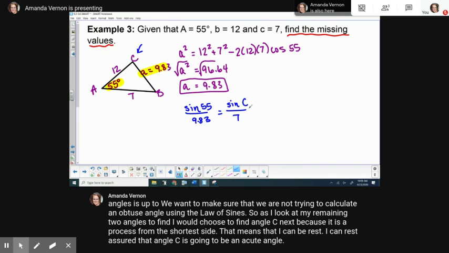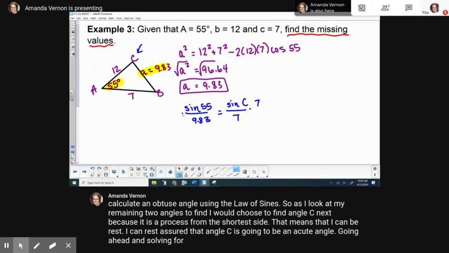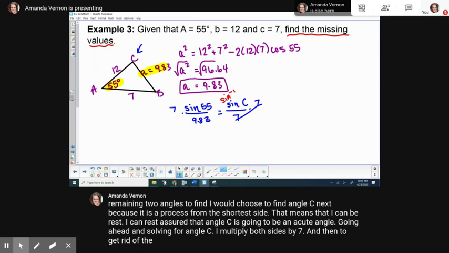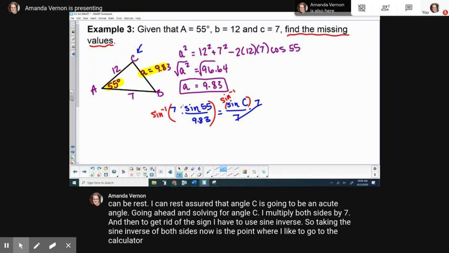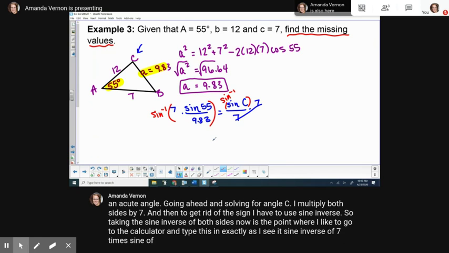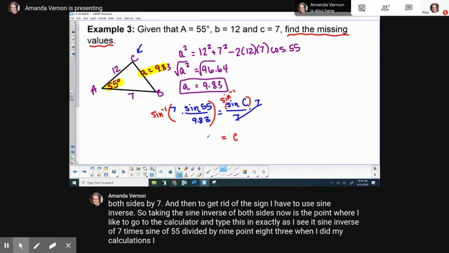Going ahead and solving for angle C, I multiply both sides by 7. And then to get rid of the sine, I have to use sine inverse. So taking the sine inverse of both sides, now is the point where I like to go to the calculator and type this in exactly as I see it. Sine inverse of 7 times sine of 55 divided by 9.83. When I did my calculations, I got 36 degrees.